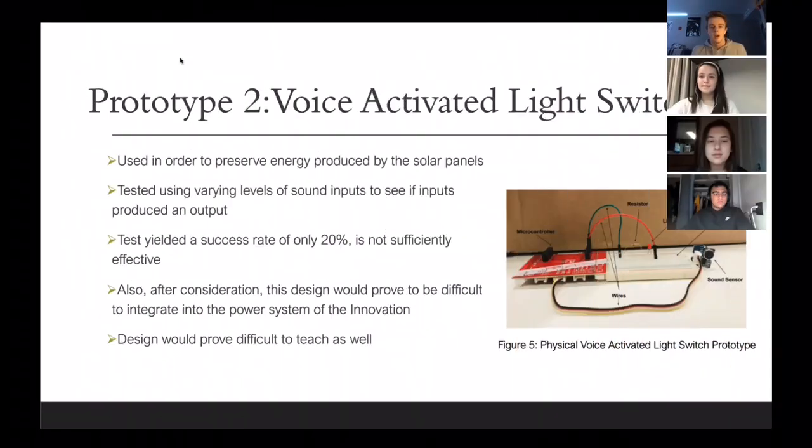Our second prototype was a voice-activated light switch that would be integrated into the power system of the Tumaini Center. We tested it using varying levels of sound inputs to see if inputs produced an output on Tinkercad. The test yielded a success rate of only 20%, which was not very effective. And after consideration of the design, it would prove to be difficult to integrate into the power system and would be difficult to teach as well.